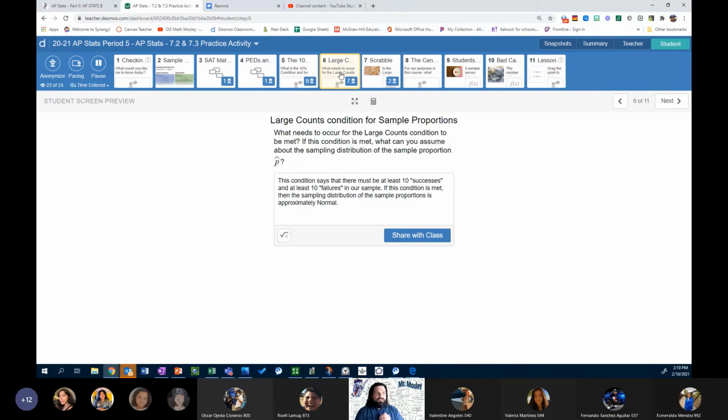The large counts condition applies to sample proportions. This condition says that there must be at least 10 successes. Success is n times p, so n times p must be greater than or equal to 10, and at least 10 failures in our sample. This is represented by n times 1 minus p. Both of those numbers need to be at least 10. If this condition is met, then the sampling distribution of the sample proportions is approximately normal, and we can use all the things that apply to normal distributions. So that is our large counts condition.